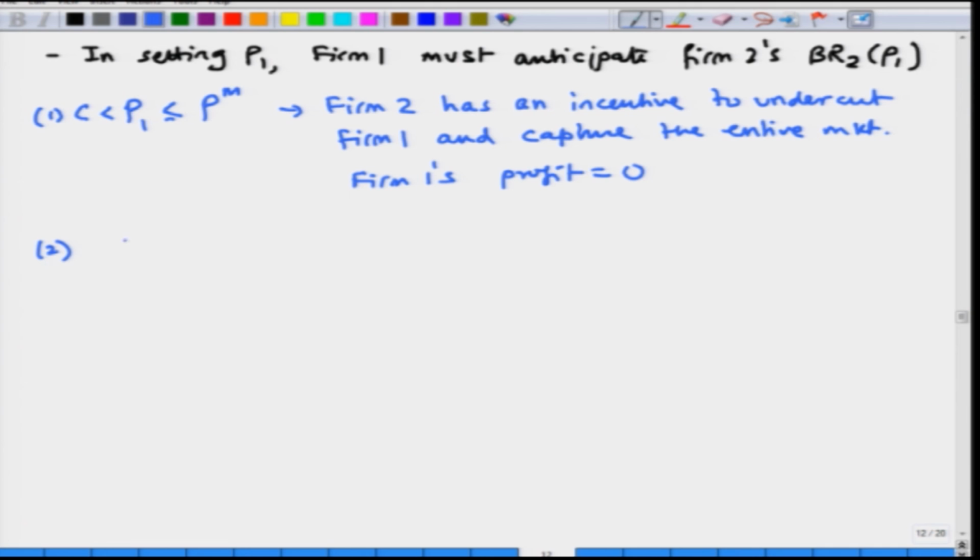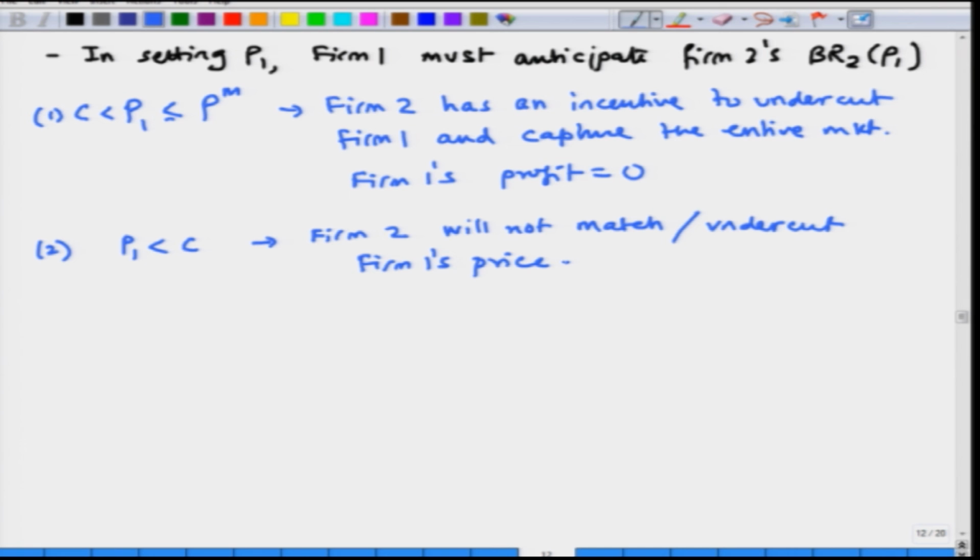On the other hand, if firm 1 sets a price which is lower than the marginal cost, so firm 1 is pricing below marginal cost, then essentially firm 2 does not want to match or undercut firm 1's price. In fact, its best response would be to strictly charge a price which is larger than the price that firm 1 charges and not make any sales. But in that case, firm 1's profit is going to be negative.